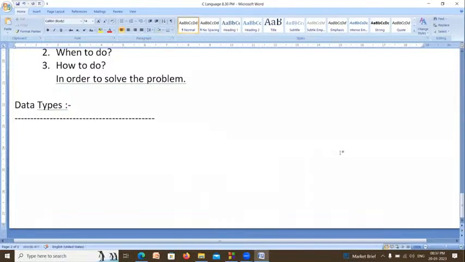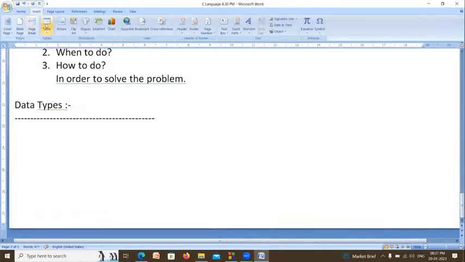What is the meaning of data type? What are the types of data available in C? Whenever you see a keyboard, there you can see alphabets, digits, and symbols. Those are classified into 4 types. Those are called data types.